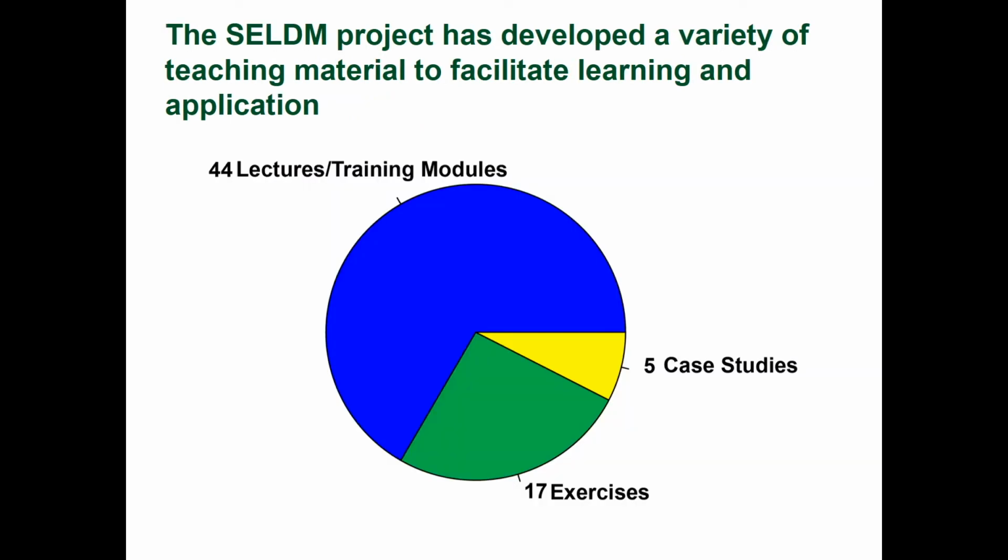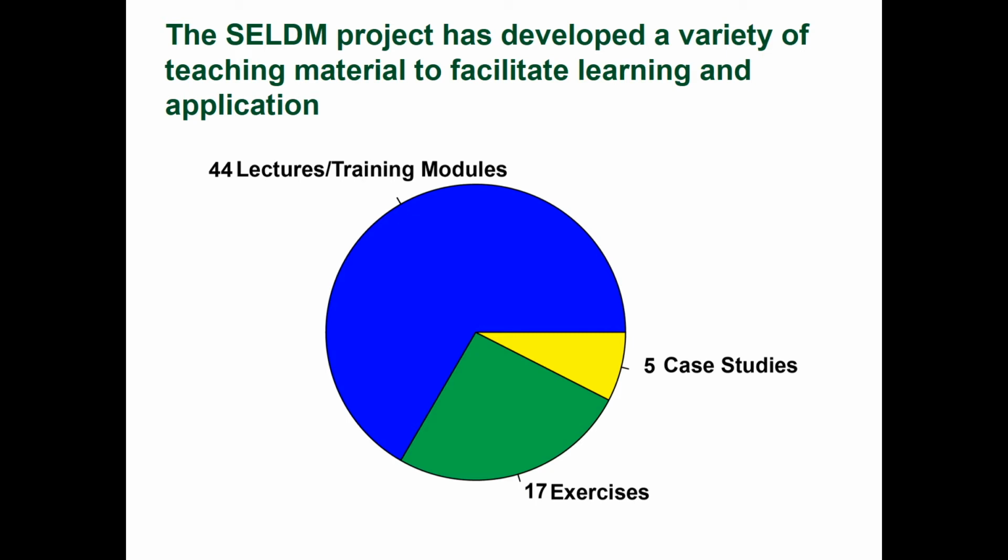The SELDM project has developed a variety of teaching materials to make training and lectures easy to adopt. Materials currently developed include 44 lectures and training PowerPoints, 17 exercises, and 5 case studies. It is recognized that developing courses and material takes a significant amount of time and often hampers the adoption of new material in academia. It can take several hours to develop 1 hour of class time.